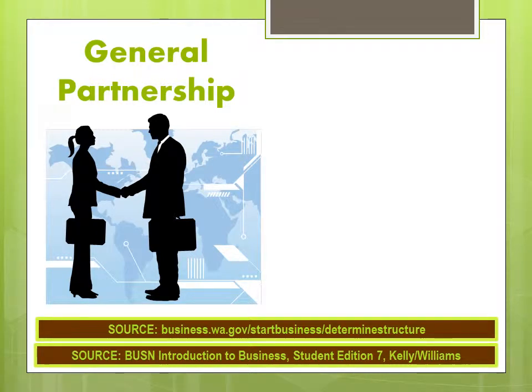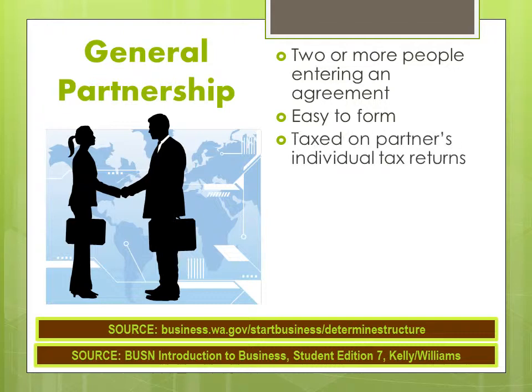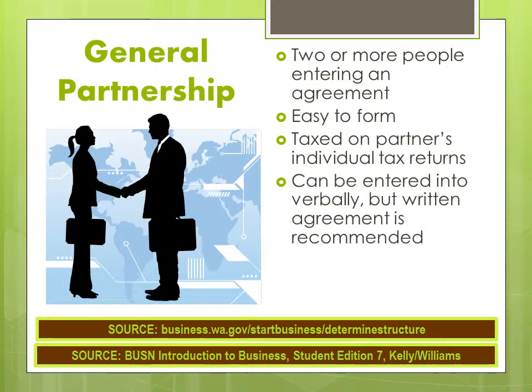In summary, a general partnership is when two or more people enter into an agreement to do business together. This form of ownership is easy to form, and the taxes for the business are filed on each partner's individual tax return. Although partnerships can be entered into verbally, it is wise to have a written agreement outlining how much each partner will contribute, the duties and responsibilities of each partner, how profits and losses will be shared, and how the partnership will be dissolved if disagreements erupt.